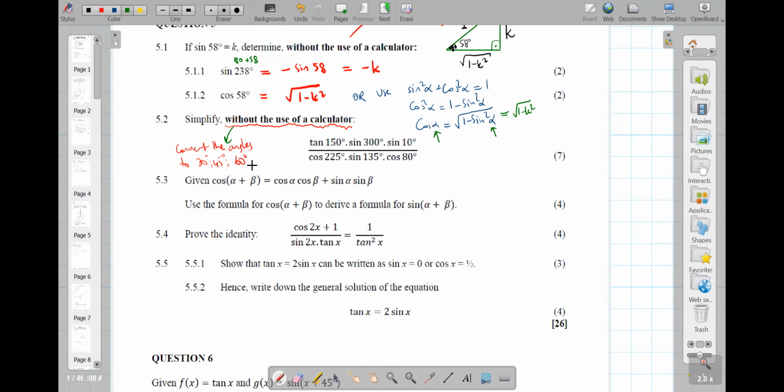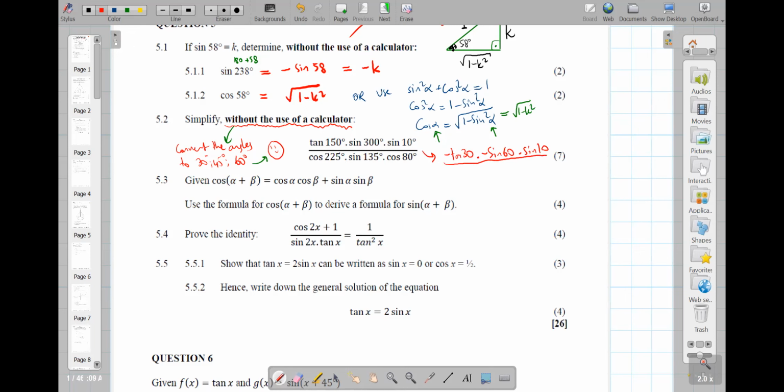After that step, the calculator can be used. You know that sine 30 is 1/2. If you don't know it, you can use the calculator when you have 30, 45, 60. Then fine, you can smile. Nothing is wrong. Okay, let's do that on this side. Tangent 150: 180 minus 30 is 150, it's in the second quadrant, so negative tangent 30. Then 300 is 360 minus 60, so it's negative sine 60. Sine 10, we cannot do anything, leave it like that.